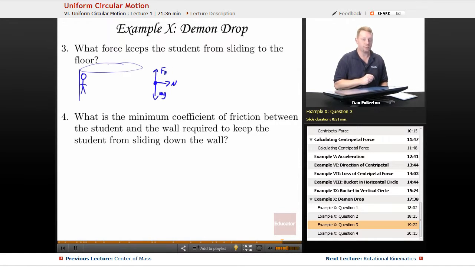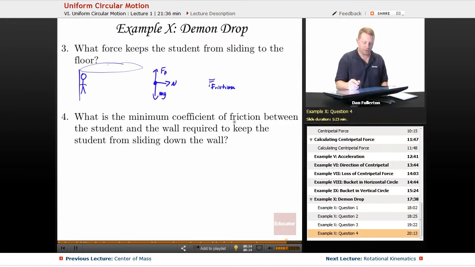So what keeps a student from sliding to the floor? It must be the force of friction. How do you get a big force of friction? Remember, force of friction is mu times the normal force, so you must have a big normal force, and the normal force is what's causing the centripetal force. So, force of friction keeps the student from sliding.